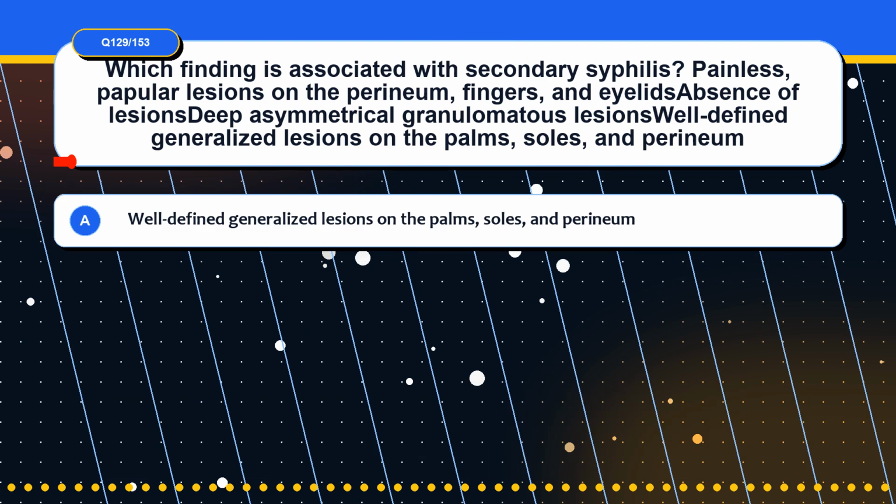Question 129. Which finding is associated with secondary syphilis? Painless, papular lesions on the perineum, fingers, and eyelids, absence of lesions, deep asymmetrical granulomatous lesions, well-defined generalized lesions on the palms, soles, and perineum. Here are the options. Option A. Well-defined generalized lesions on the palms, soles, and perineum.